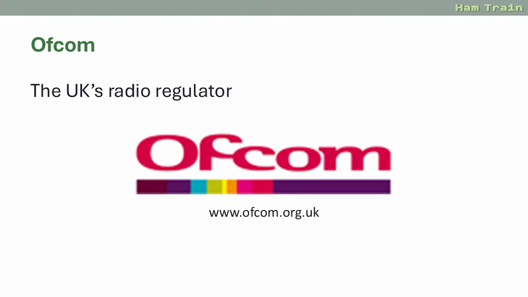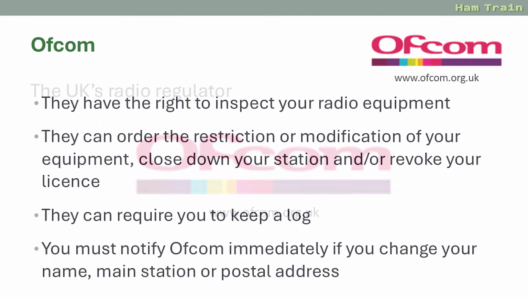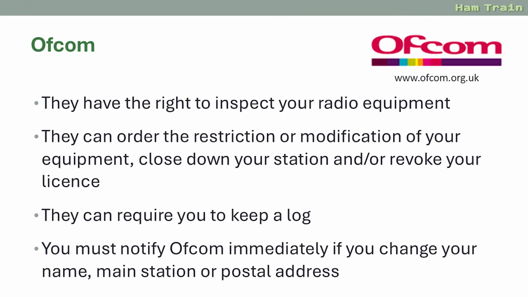First off, let's talk about Ofcom. Ofcom is the UK's TV and radio regulator and the provider of our amateur radio licences. Ofcom has the right to inspect your radio equipment. They can order the restriction or modification of your equipment, close down your station, and in extreme cases, even revoke your licence. A person authorised by Ofcom can require the licence holder to keep a log of their transmissions made over a specified period of time.